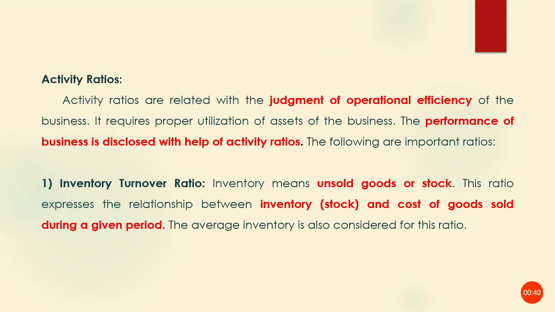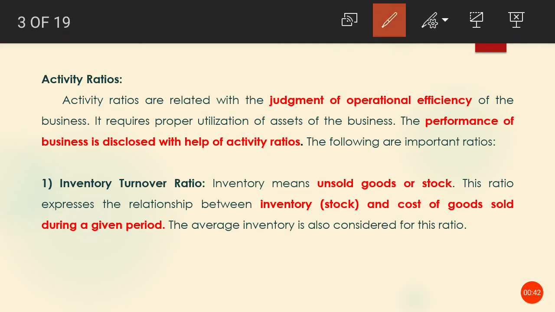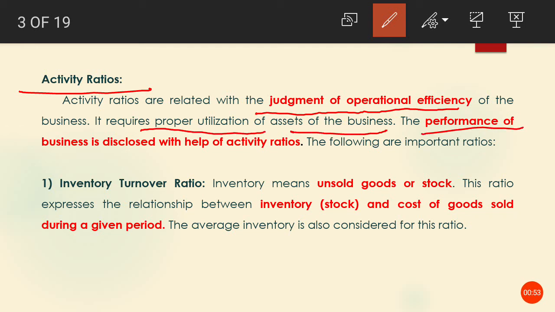So, activity ratios are related with the judgment of operational efficiency of the business. It requires proper utilization of assets of the business. The performance of the business is disclosed with the help of activity ratio. The following are important ratios.